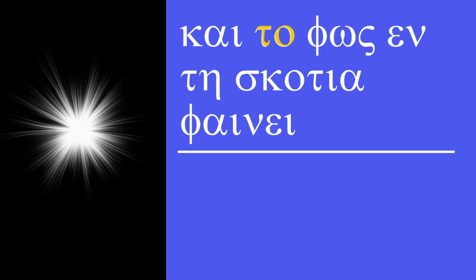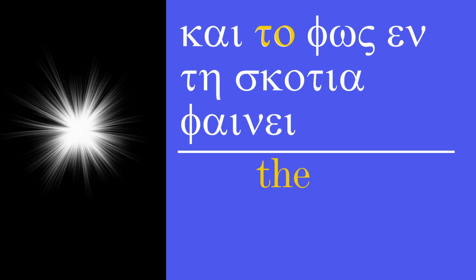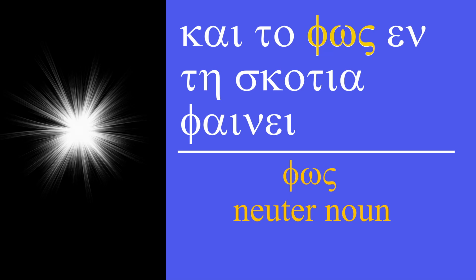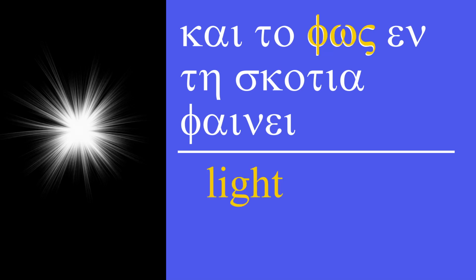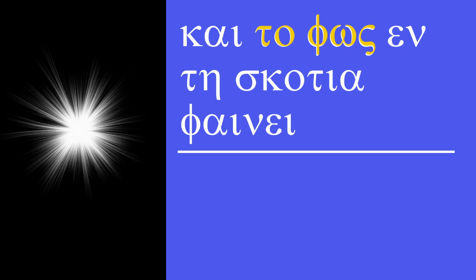The second word, to, is in technical grammar a definite article. In common speech, it's the word the. That's what the definite article means. It just means the. The to version here is the neuter gender, identifying the next word, phos, as a neuter noun. Phos is light. Remember to think of photon, photography, or photosynthesis as words that will all come back to this Greek word for light. So, to phos, the article and the noun together, is the light.